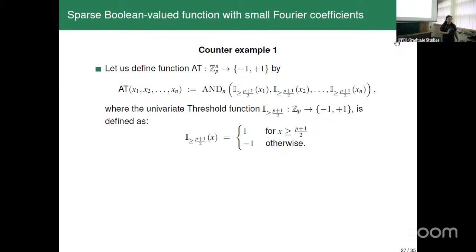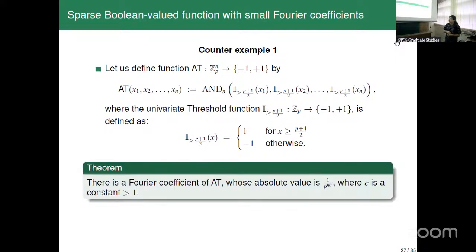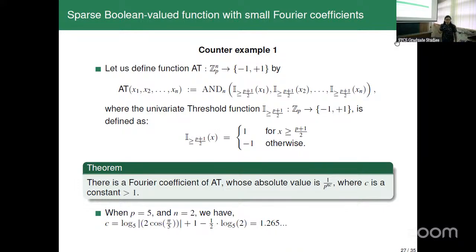So this is our counterexample 1. It is an AND of thresholds. There exists a Fourier coefficient of this function whose absolute value is 1 by p to the power nc, where c is a constant greater than 1. This function has sparsity p to the power n. So in the case of p equal to 5 and n equal to 2, this is what the value of c is.